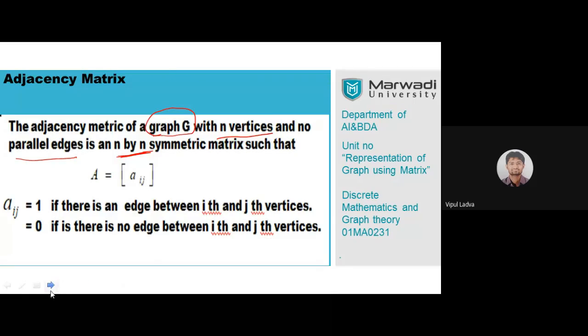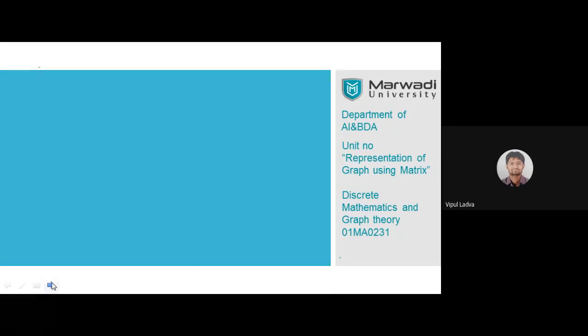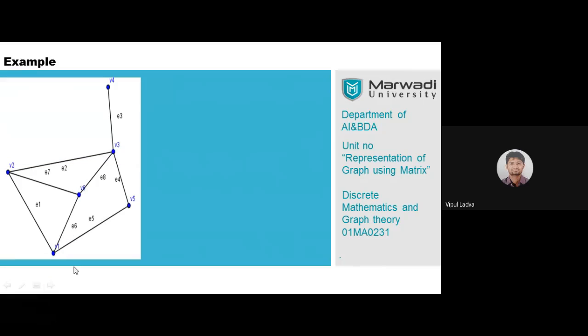Let me move further with this presentation. Example. Now suppose, consider this particular figure as a graph. This is a graph, and let me label this graph as G. Suppose this is graph G, and I wish to identify its adjacency matrix. Let me label that as A.